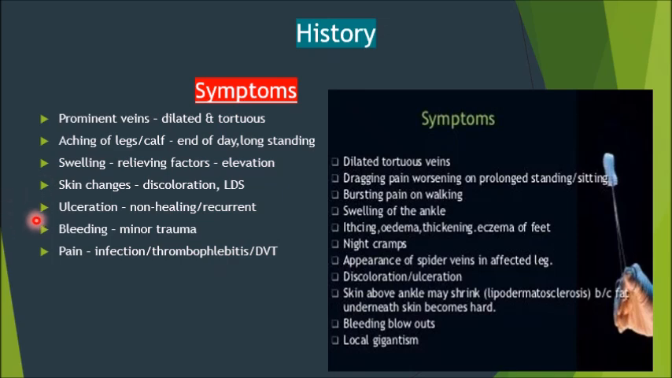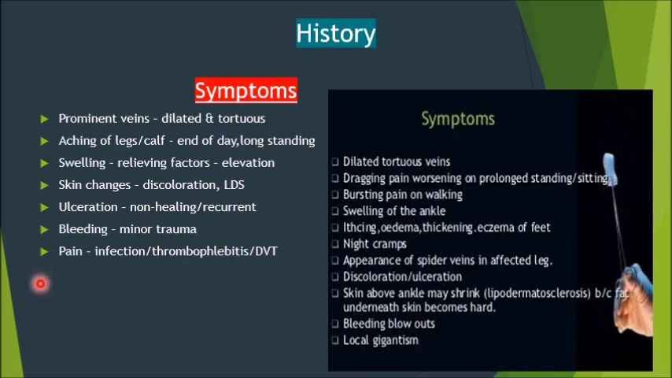Then you can have skin changes: discoloration, hyperpigmentation, thickening of the skin, eczematous type of lesion, and hardening of the skin, which is due to lipodermatosclerosis. Then the patient can have ulcers, which are usually chronic, non-healing, and recurrent.